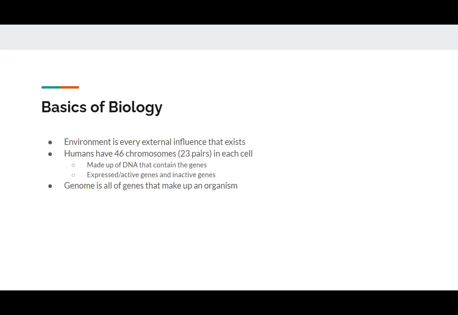In this key topic, it's important to remember that the environment is every external influence that exists. The environment can often influence religion, politics, and our morals. Usually humans have 46 chromosomes, which is 23 pairs in each cell. But if there are mutations, like genetic deficits when you are born, there could be fewer or more chromosomes than 46. These chromosomes are structures made up of DNA that contain our genes, which are studied in this chapter. There are both expressed, active genes and inactive genes, which depends on your environment. And the genome is all of the genes that make up an organism.